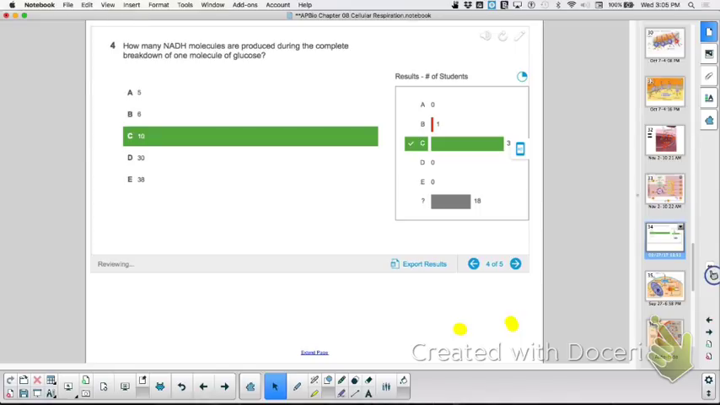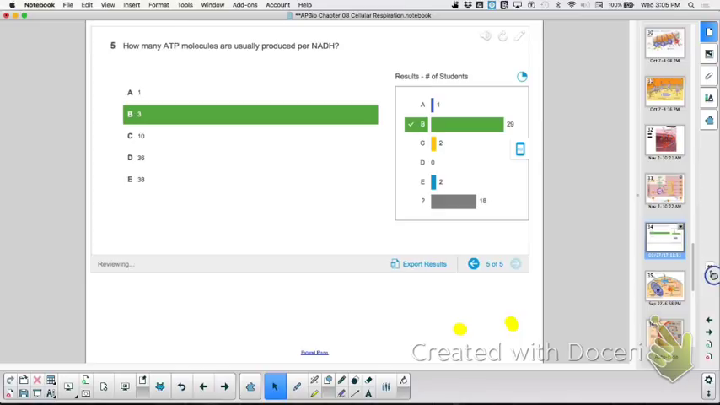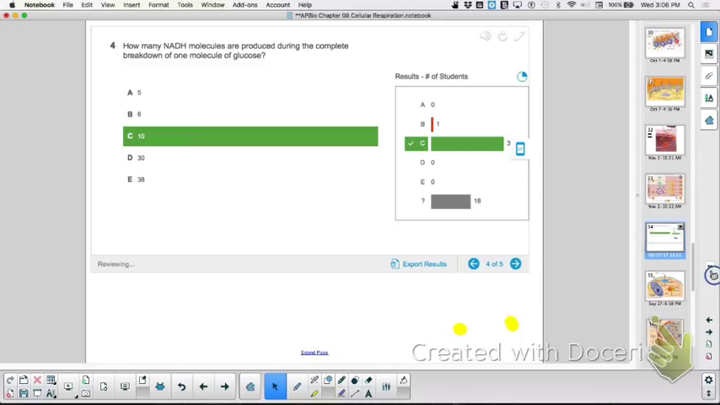What's the number 6 for? Yes. Krebs cycle. Thank you. Yes. 3 per ATP. Theoretically, we know it's closer to 2. Okay. Any other questions or concerns?